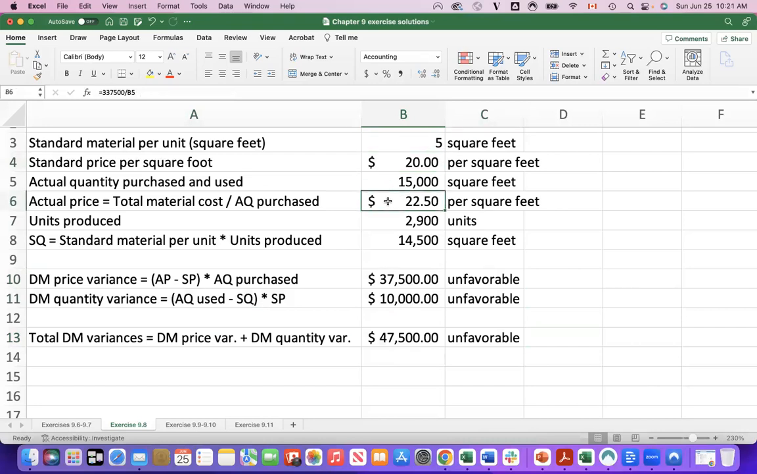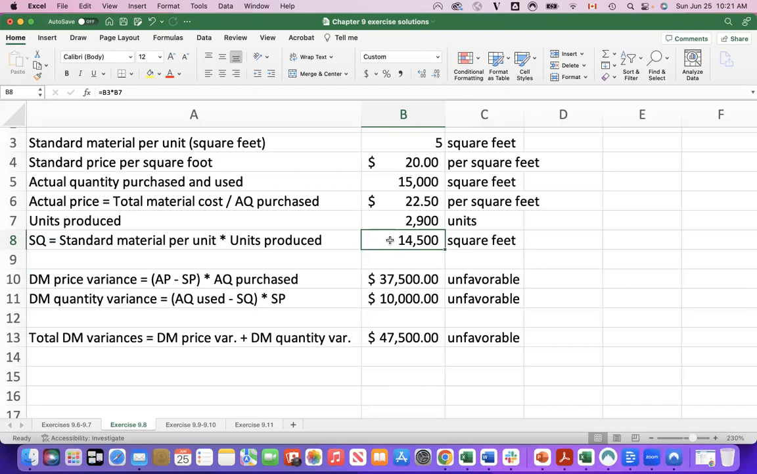Remember, the price variance: the actual price was $22.50 per square foot. We expected to only pay $20 per square foot. The other $10,000 of that total material variance can be attributed to the fact that we used 500 square feet more than anticipated at this volume. We actually used 15,000 square feet at a volume of 2,900 units. Based off of our estimate of how much material we would use per unit, we should have only used 14,500 square feet. So we used 500 square feet more than anticipated.